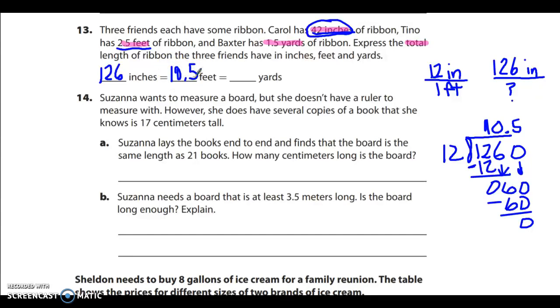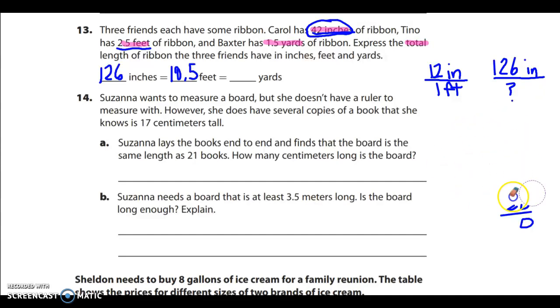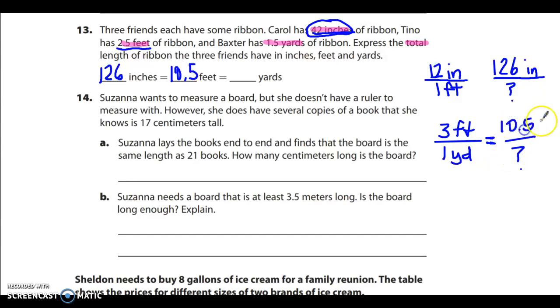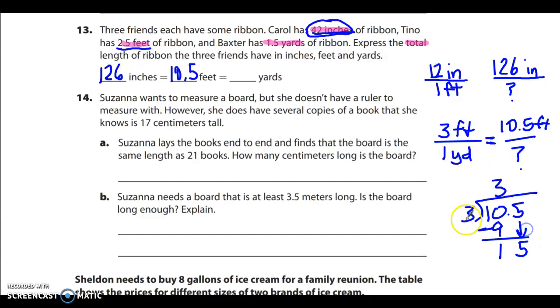And I can figure out how many yards that is by knowing the conversion between feet and yards. There are 3 feet in 1 yard. So how many yards is it for 10.5 feet? So I'm going to divide 10.5 by 3. 3 goes into 10 3 times. 3 times 3 is 9. 3 goes into 15 5 times. 5 times 3 is 15. My quotient comes straight up. The answer is 3.5.